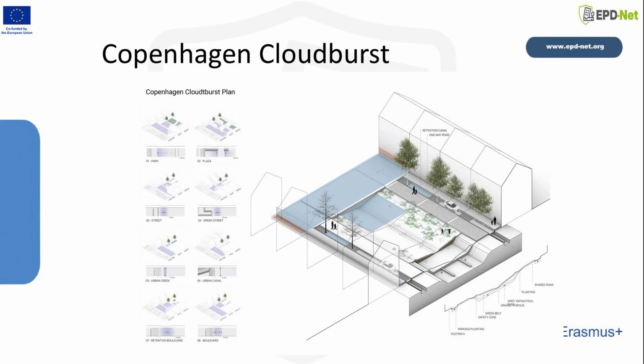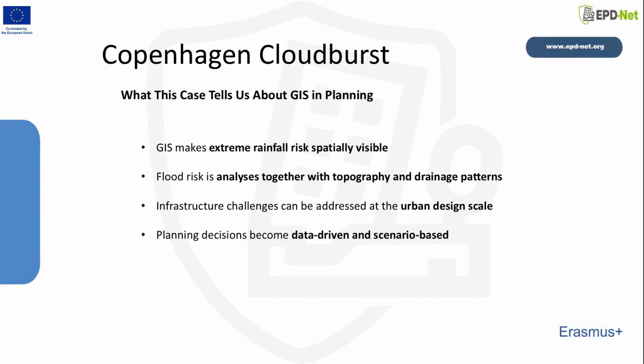In the Copenhagen case, GIS transforms flood risk from a purely technical engineering issue into a designable, multifunctional urban infrastructure element that generates public value. This case demonstrates that GIS functions not merely as a tool for mapping existing conditions, but as a decision support system that anticipates risks and guides spatial interventions. In the Copenhagen example, extreme rainfall is addressed not only as a technical infrastructure problem, but in relation to the city's topography and drainage structure.